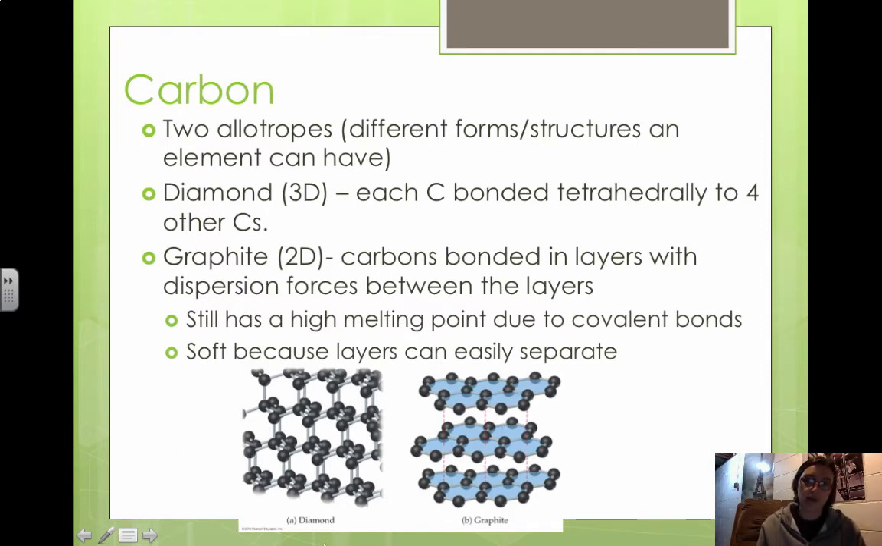So the reason that diamond is so much stronger is because it is all covalent bonds. Every single carbon atom is covalently bonded, whereas in graphite, you could pick up a piece of graphite lead and break it, because even though the atoms within each layer are covalently bonded, the layers are held together by dispersion forces. So they still have high melting points because of the covalent bonds, but graphite tends to be softer because the layers can easily separate. The big difference in the physical properties of graphite and diamond, even though they're both pure carbon, is due to the differences in the structure, three-dimensional versus two-dimensional.